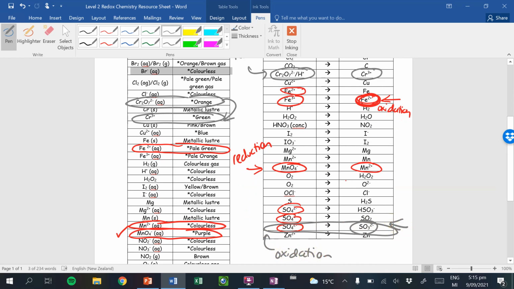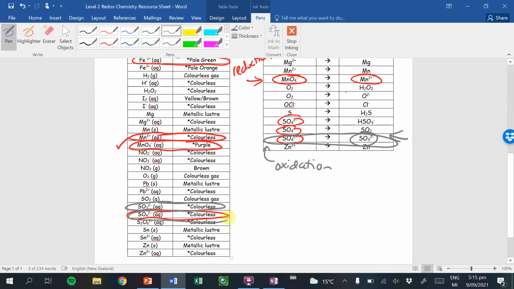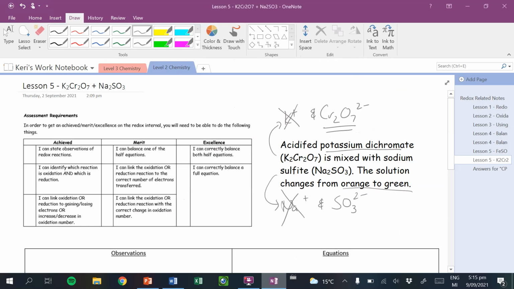So a good hint while you're working is that you should always get one from each side of this table, because you can have one oxidation, one reduction. I can see that's forming the sulfate ion, and that sulfate is colorless as well, so that matches. I'm not getting something that doesn't match with my observations.